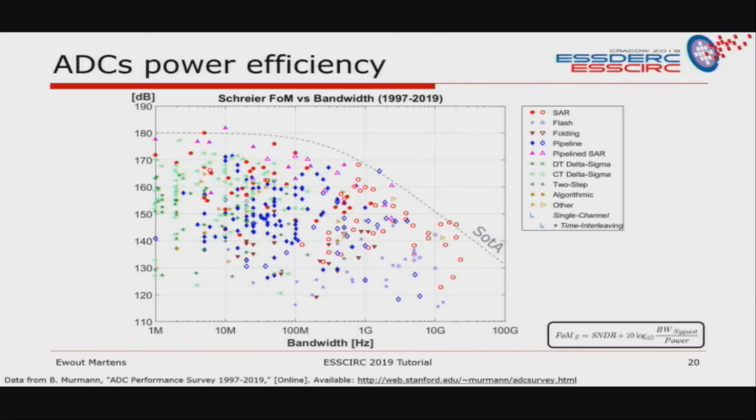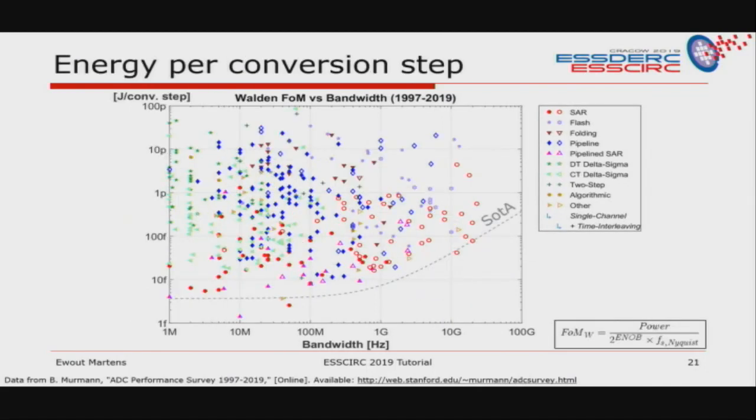So this is the Schreier figure of merit. The higher the better in general, the more power efficient. And there you see that clearly SAR ADCs, the red circles, have in general an advantage in power. You can also put that as the Walden figure of merit. Then you look at the energy per conversion step, so the lower, the more power efficient, and there you end up with the same conclusion.